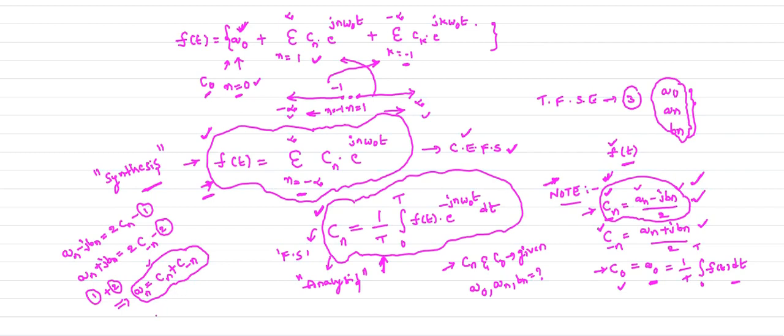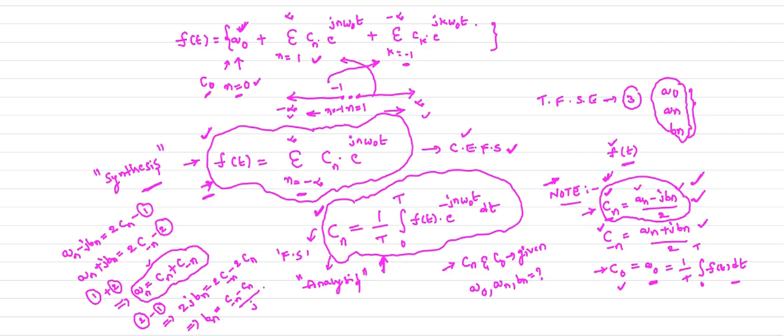Now how can you calculate bn? You just subtract the two expressions: from 2, subtract equation 1. So you will get 2j bn equal to 2 times c minus n minus 2 times cn. Therefore bn is c minus n minus cn divided by j.